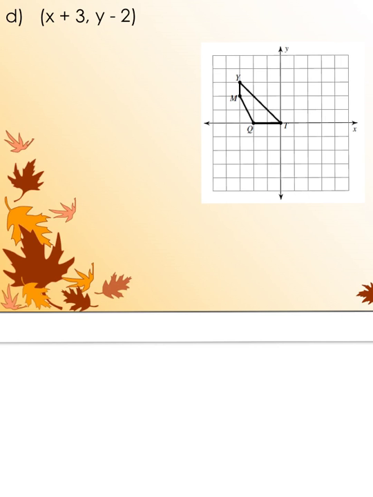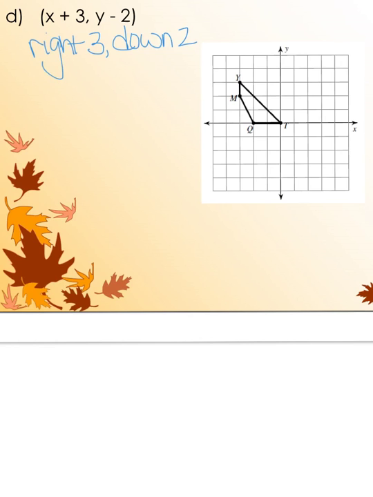So for this first one, X tells us our left or right movement. +3 means we go to the right 3. Y is our up or down movement. Because it's a negative, we're going down 2.